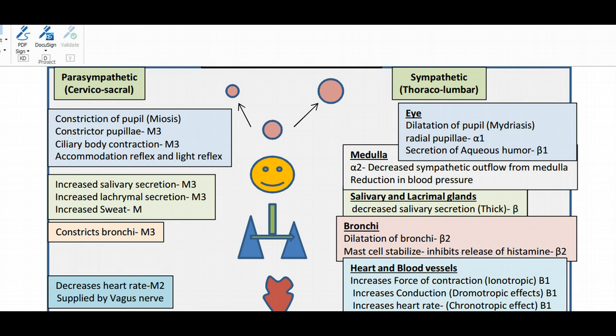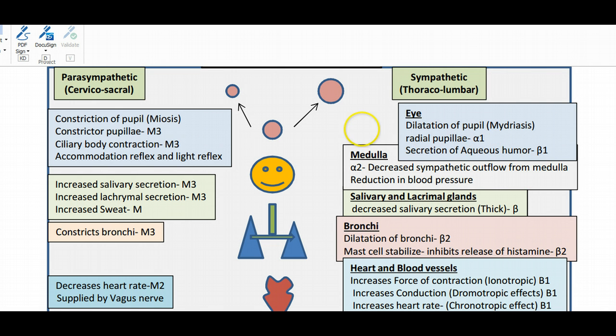Now let's see the effect of the sympathetic system on the eye. Sympathetic activation is through alpha 1 receptors, and whenever alpha 1 receptors are activated, they contract the radial pupillae. The contraction of the radial pupillae leads to dilatation of the pupil, called mydriasis. Another receptor where the sympathetic system plays its role is beta 1 receptors, which are present on the ciliary body, and the importance of this receptor is secretion of aqueous humor.